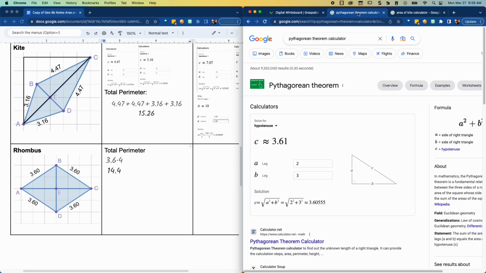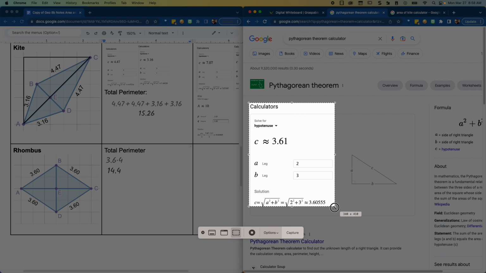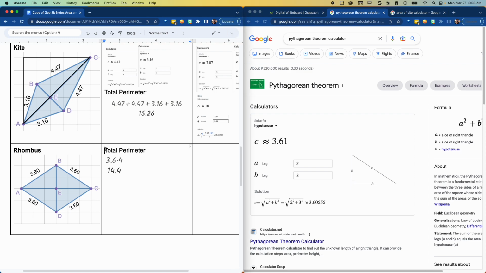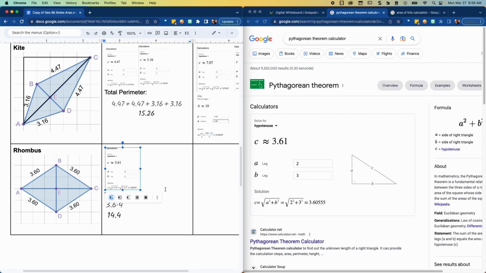But I'm also going to capture the Pythagorean theorem calculation. I use 3.60. This rounds it off to 3.61. Either one of those would have been acceptable. Copy and paste. Excellent. There we go.